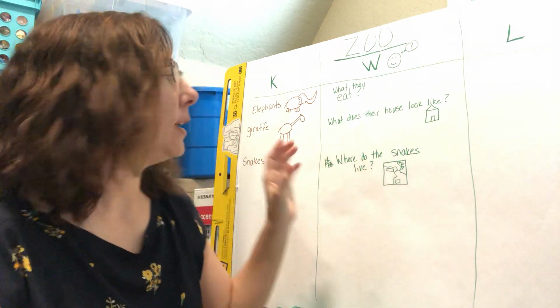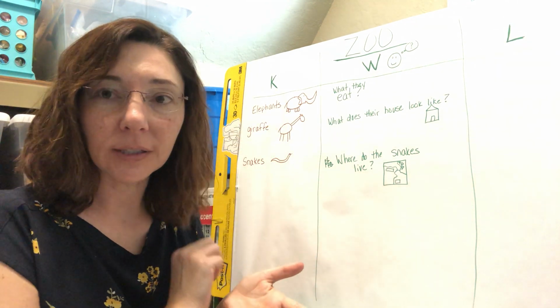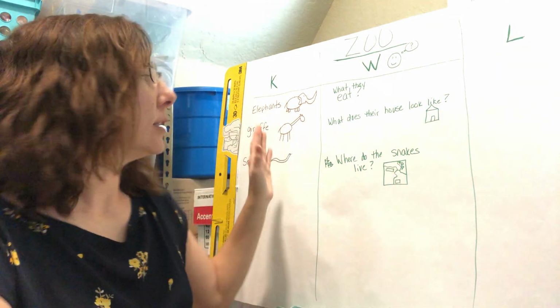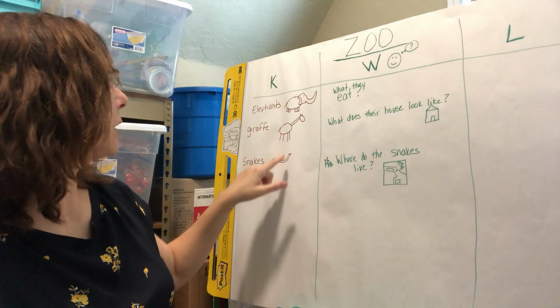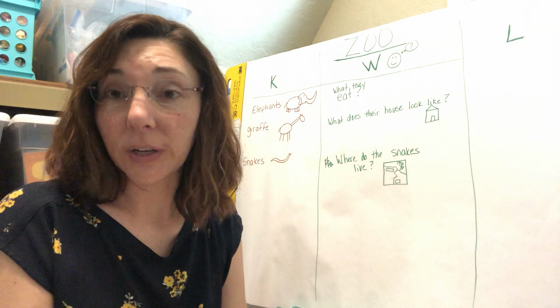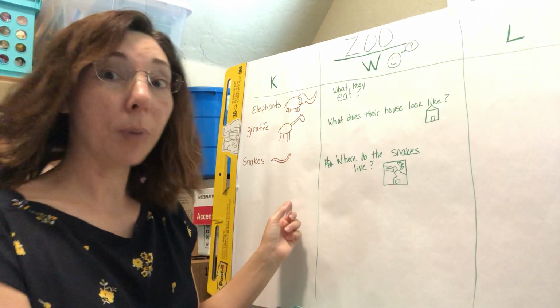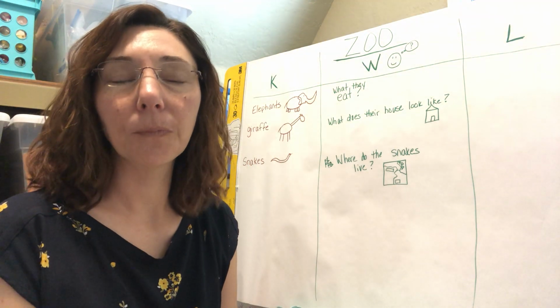You're writing quickly, short, sweet. You're not writing word for word. This is not an anecdotal note time. This is just to organize our thoughts and what we know. Elephants, giraffes, snakes, and you go on. And maybe they know that they sell popcorn at the zoo. So you write popcorn, right? Whatever the children say that they know happens at the zoo.